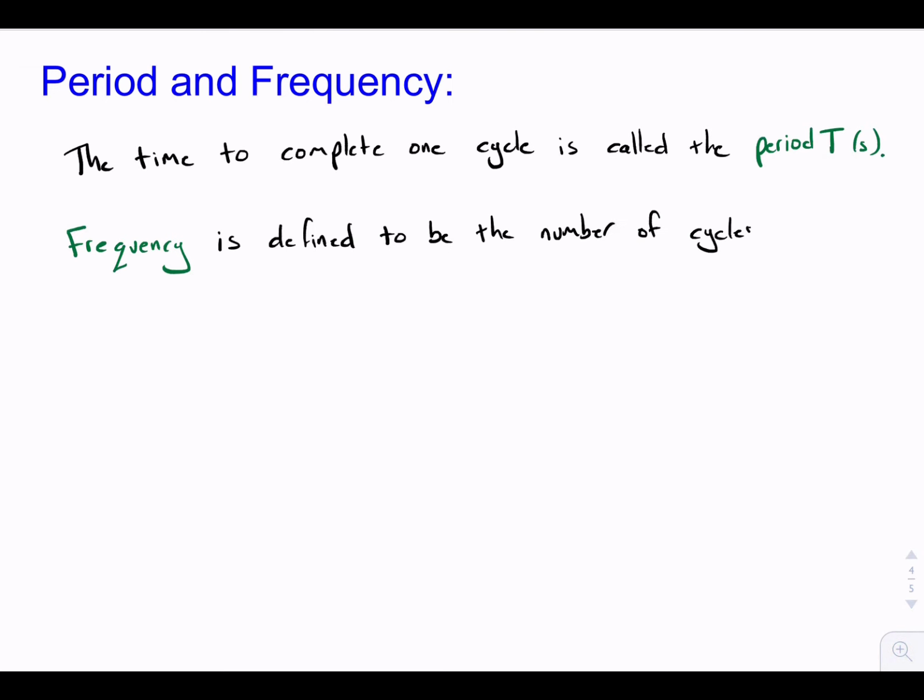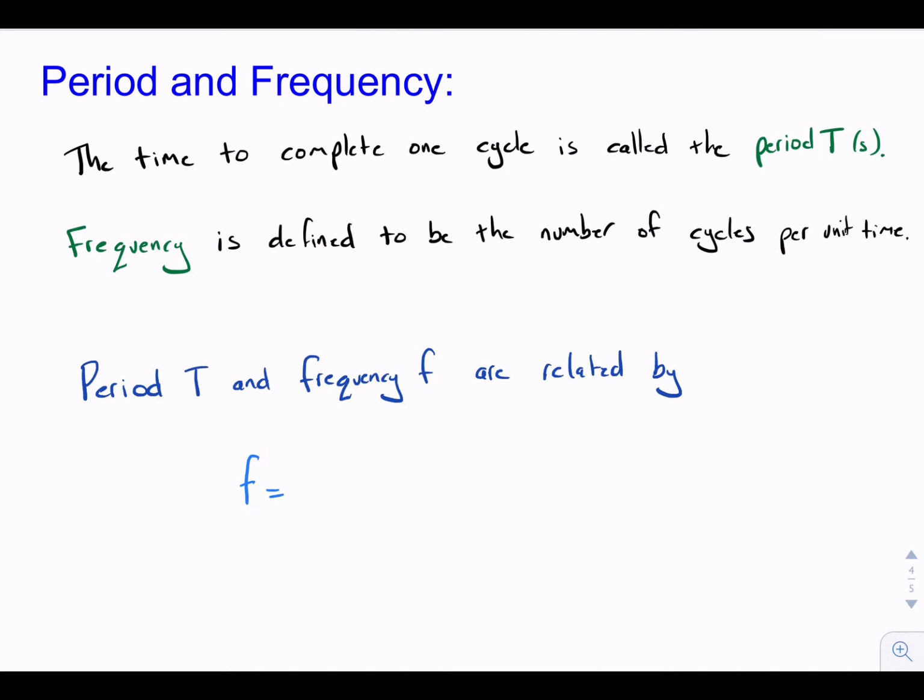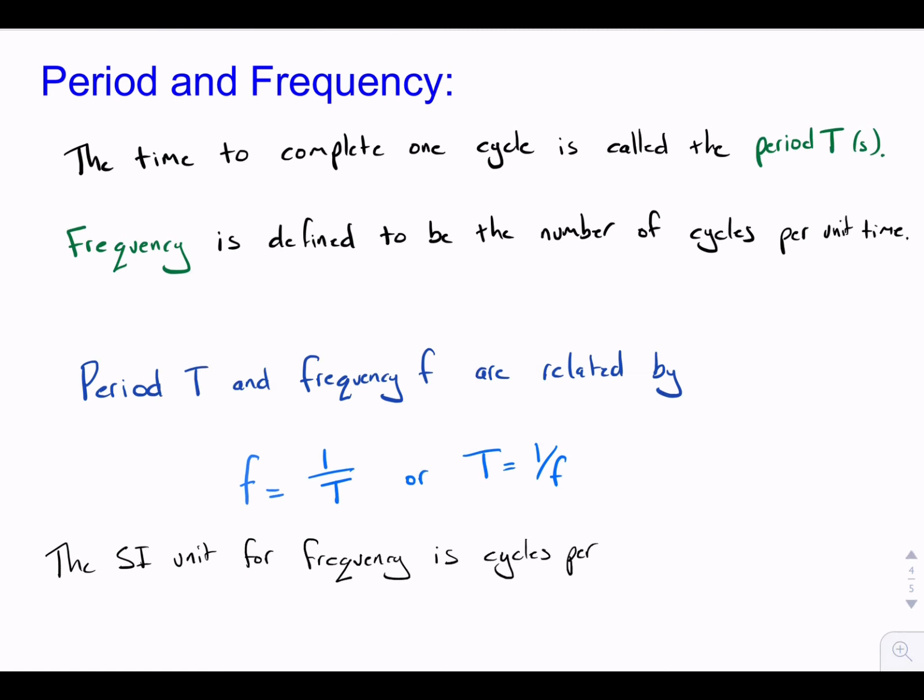Frequency is defined to be the number of events per unit time. The relationship between frequency and period is frequency f equals 1 on T, and period T equals 1 on f. The SI unit for frequency is cycle per second, which is defined as a hertz, Hz.